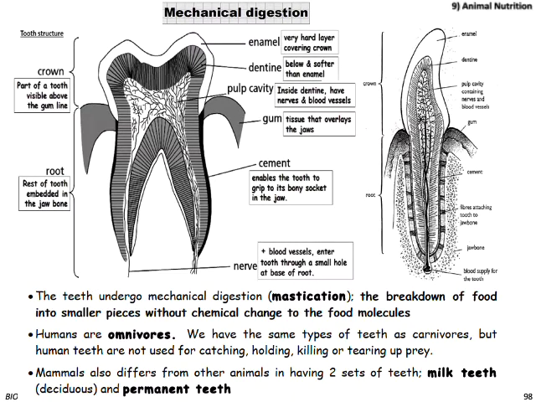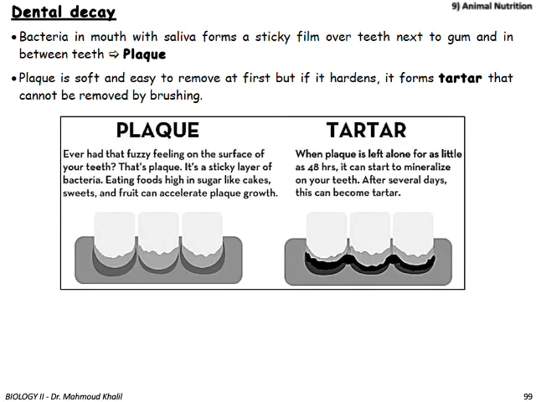So the teeth undergo mechanical digestion or mastication, which, as we told you before, is a breakdown of food into smaller pieces without any chemical change. Humans are omnivorous, so they have all the types of teeth of the carnivores, but human teeth are not used for catching, holding, killing, or tearing up prey. Mammals also differ from other animals by having 2 sets of teeth, a milk set, which is deciduous, and the permanent teeth. What's dental decay?